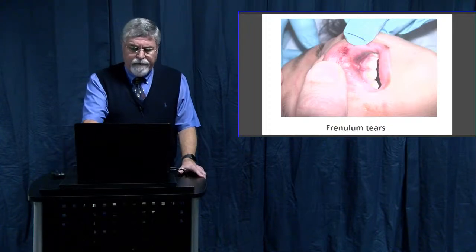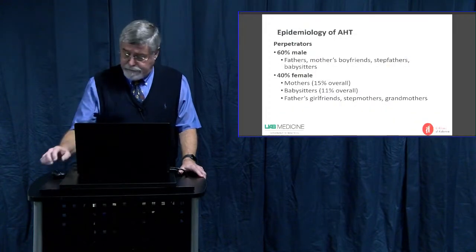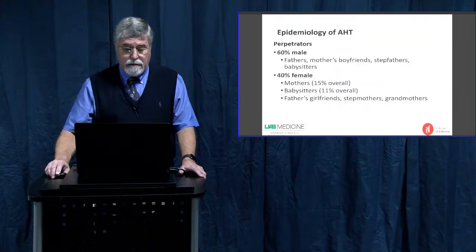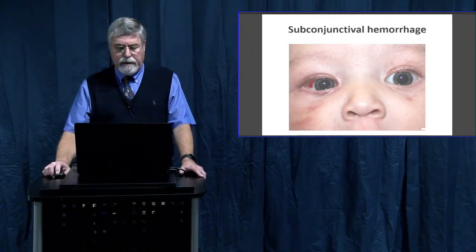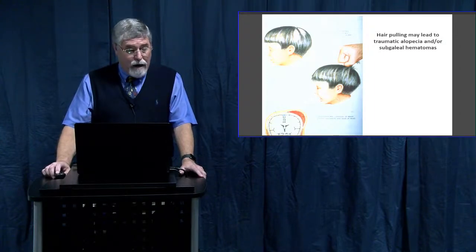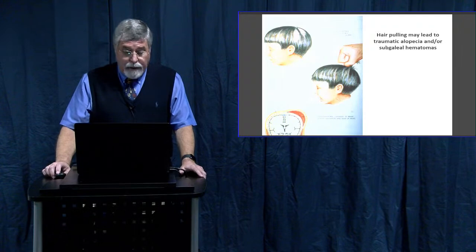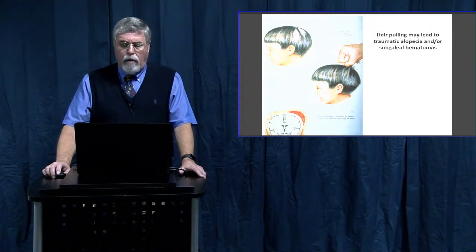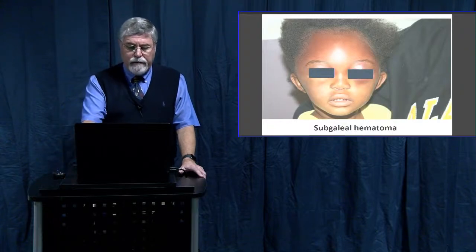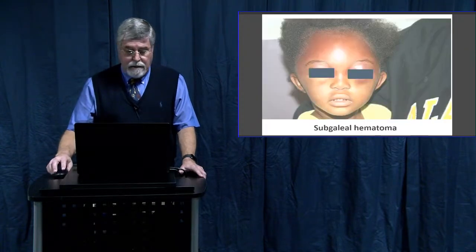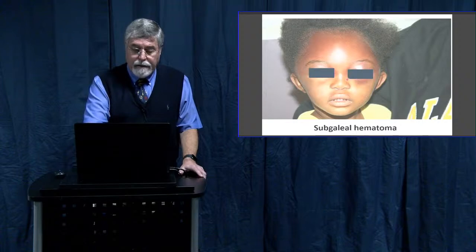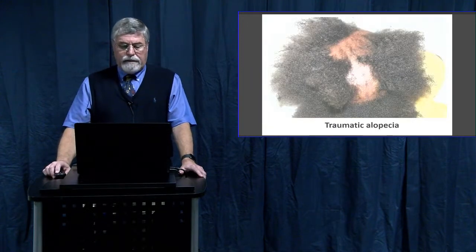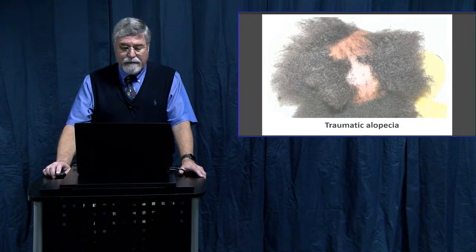This is an example of a forced feeding injury to the lips. This is an example of an eye injury, including scleral hemorrhage. Yanked by the hair, they may get a subgaleal hematoma, which can have a tremendous loss of blood, or loss of hair. So this is what a subgaleal hematoma will look like. It comes right along the ear line there. This was an example of traumatic alopecia from being yanked by the hair.